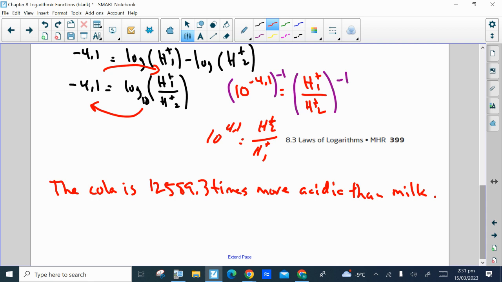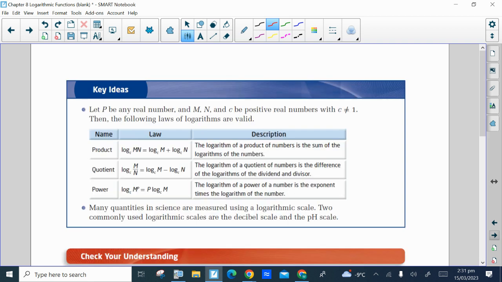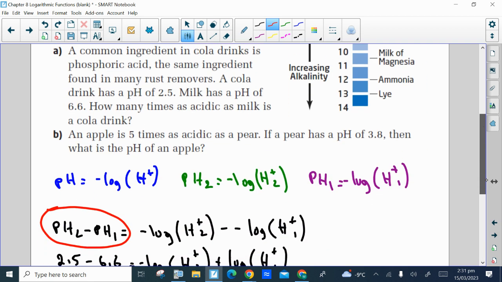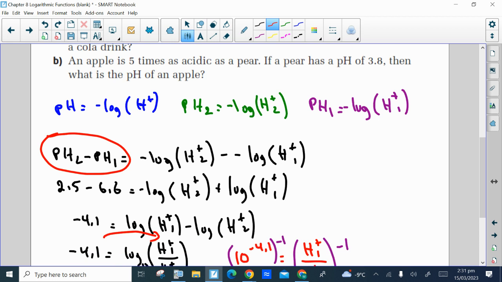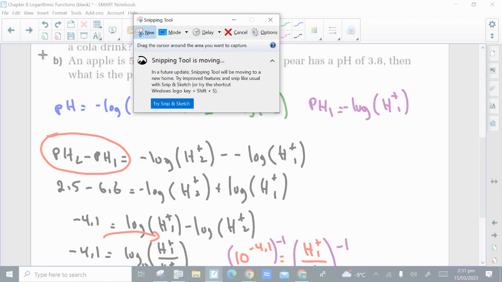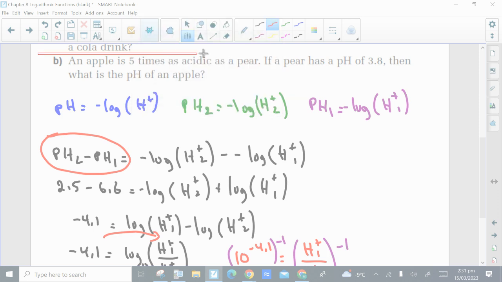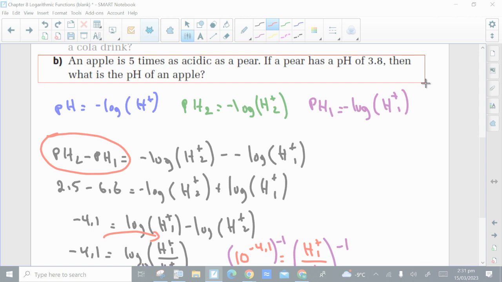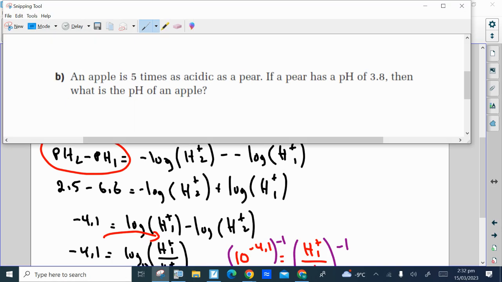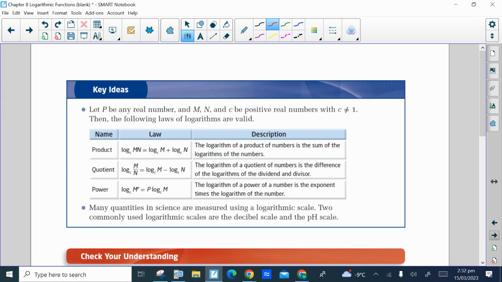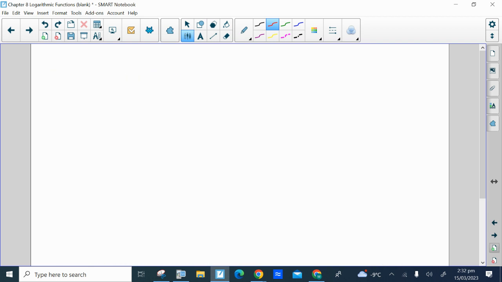All right? Part B. Let me cut and paste that to a new page. Or do you have it as a new page on your booklet on the next page? No? Okay. So I'll just create a new page here.